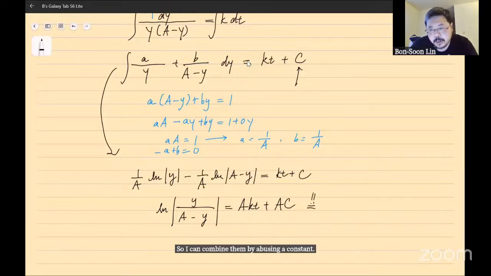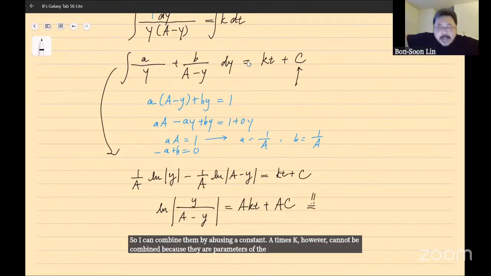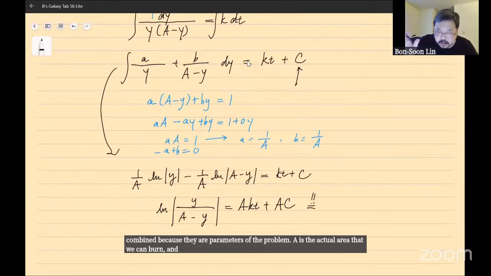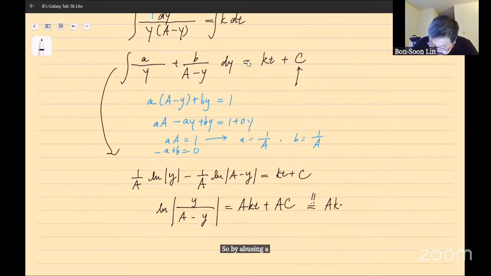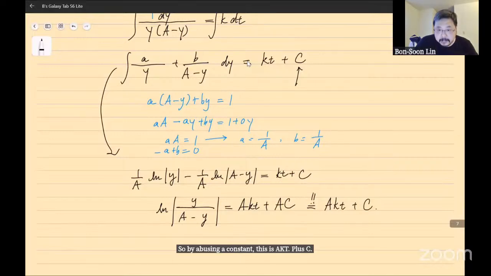A times K, however, cannot be combined because they are parameters of the problem. A is the actual area that we can burn, and K is some burning rate which we have yet to determine, but hopefully the data will help us determine what that is. So by abusing a constant, this is AKT plus C. Okay.